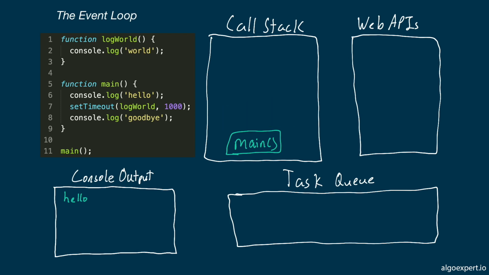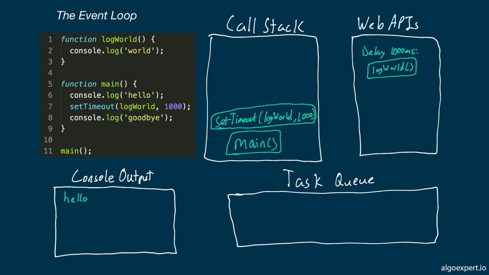From here, main calls setTimeout with the log world function and a 1 second delay. This first gets pushed onto the call stack, and it calls the web API. The web API will keep track of the delay as well as the callback for us. So this means that setTimeout is complete and can be popped off of the call stack. Up next, main calls console.log of goodbye, so that gets pushed onto the call stack, and we can log out goodbye. Then of course, this call gets removed from the call stack.